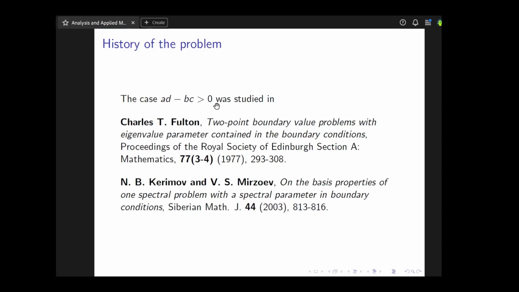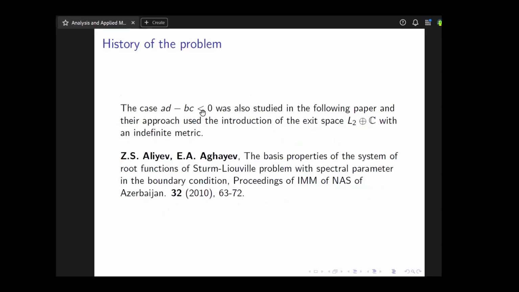Note that here the case studied was AD minus BC greater than 0. In this case, there are no complex eigenvalues, there are no multiple eigenvalues. All the eigenvalues are simple and real, so the problem is considerably simpler in this case. The case AD minus BC less than 0 is much harder. In this case, it is possible that the problem has multiple eigenvalues and complex eigenvalues.